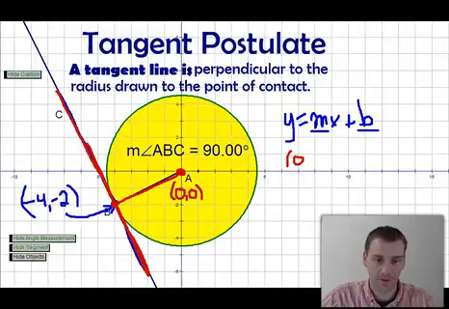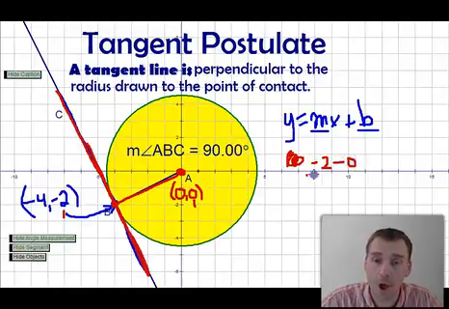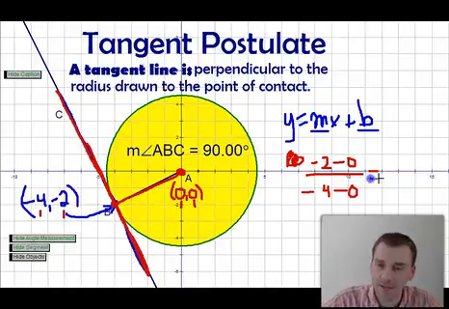Actually, let's back up a second. Here's what we'll do. I'm going to take the y values and subtract them, if I'm talking about the slope formula. So it's y2 minus y1 over x2 minus x1. So we'll go -4 minus 0. When I solve that, that gives me -2 over -4.